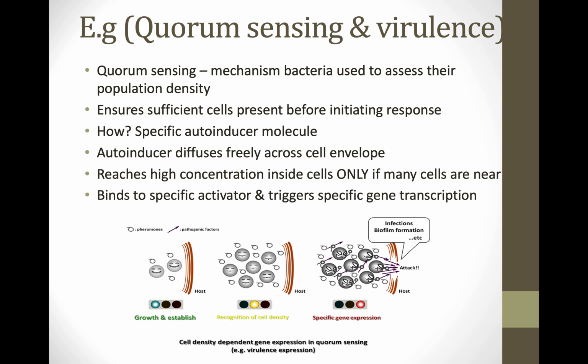Do you guys remember quorum sensing? I'm not sure whether you learned this during your undergrad, but during mine, I remember learning about it. For anyone who has forgotten, quorum sensing is basically a mechanism bacteria use to assess their population density. They assess the environment to know when they need to grow or overpopulate, to make sure that they survive. So it ensures sufficient cells are present before initiating a response.